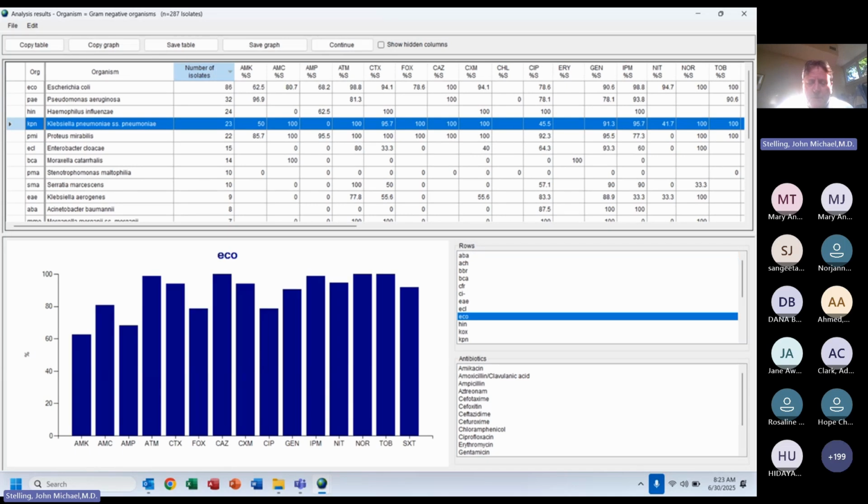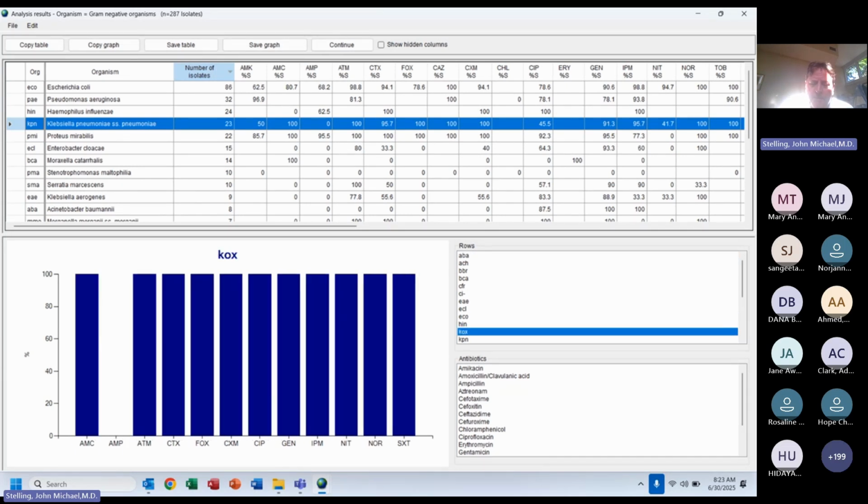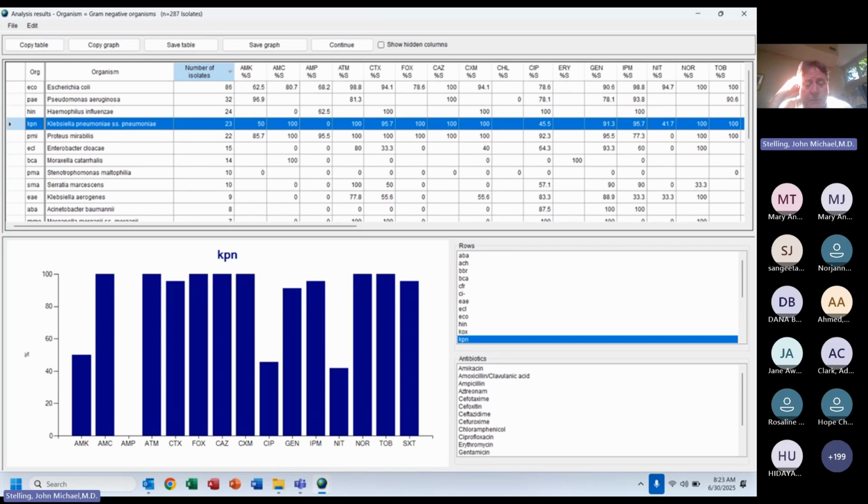I can look at my graph. Here's my graph for E. coli, which is a relatively susceptible organism. My graph for Klebsiella pneumonia, also relatively susceptible, except for the ampicillin and a few other drugs.